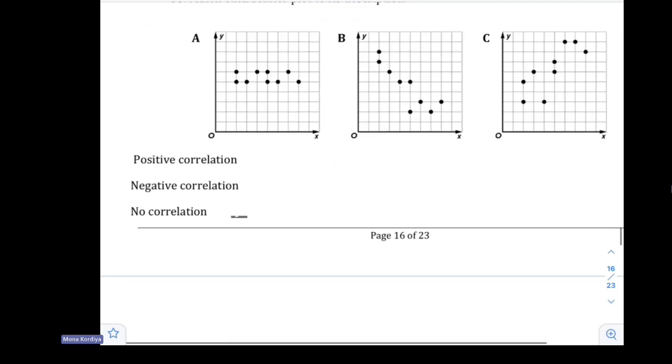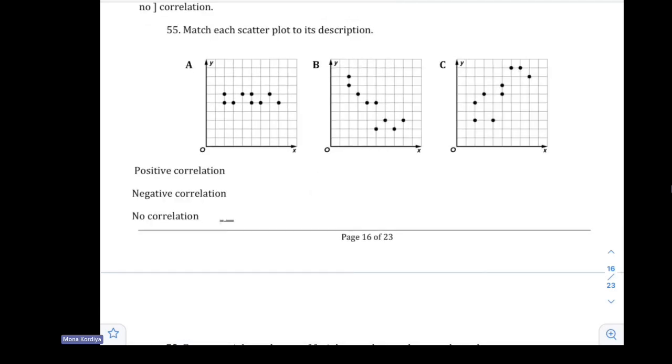Match each scatter plot to its description. This is increasing, so it has positive correlation. This is decreasing, so it has negative correlation. This one doesn't have any trend, whether increasing or decreasing. So in this case, this has no correlation. That's why the choices are C, B, A.